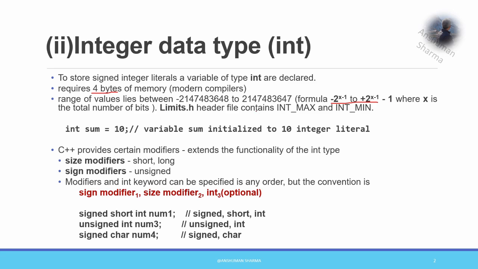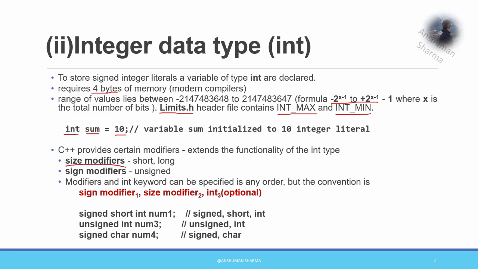And to get the maximum and minimum values, we can use INT_MAX and INT_MIN. But for that, you need the C header file limits.h. Now as you know that it is a C header file, so you have to include it as cLimits. Okay, so this is in modern C++ compilers in IDEs. And the variable sum is assigned an integer literal, and this variable is of type integer.